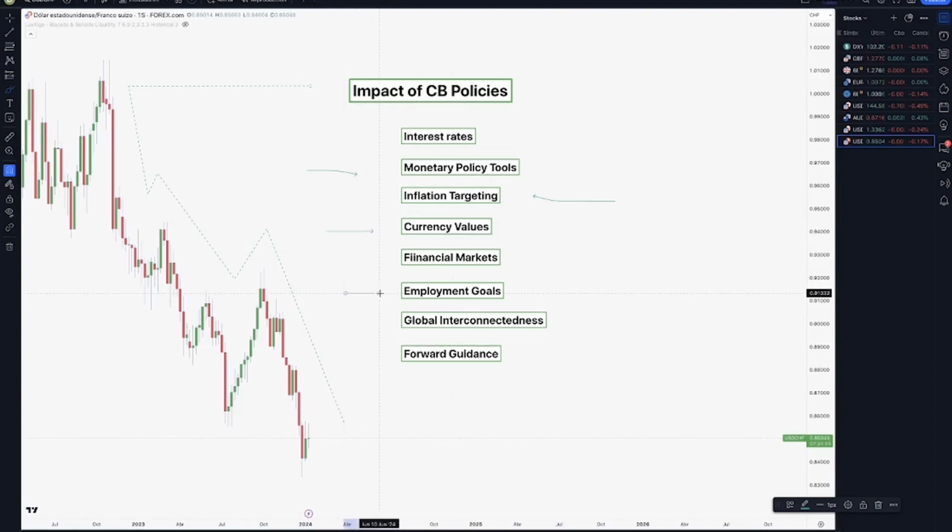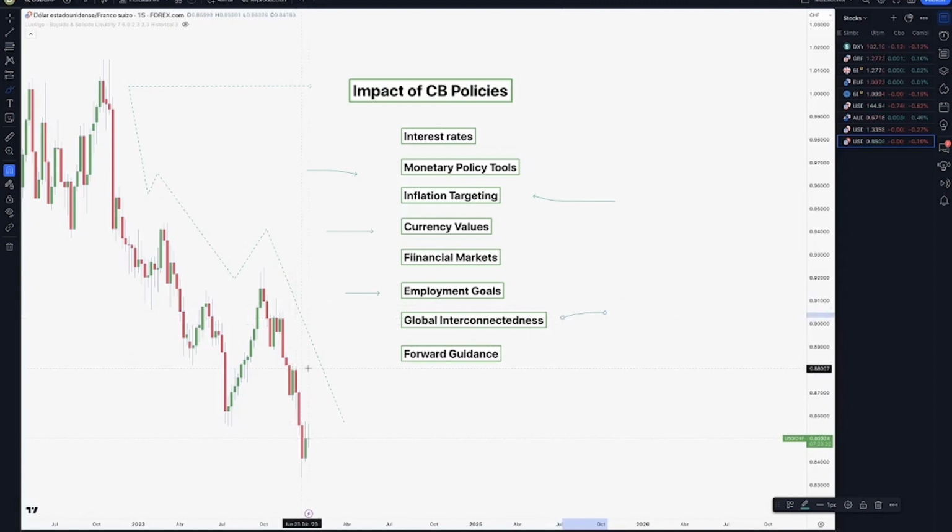Then we have the employment goals. The central banks often have mandates to promote full employment. By influencing economic conditions, they aim to create an environment conducive to job creation. Then we have global interconnectedness, which is also a key point to understand. Central bank policies in one country can have spillover effects globally. Actions in major economies like the US or the Eurozone can impact international trade and financial stability.